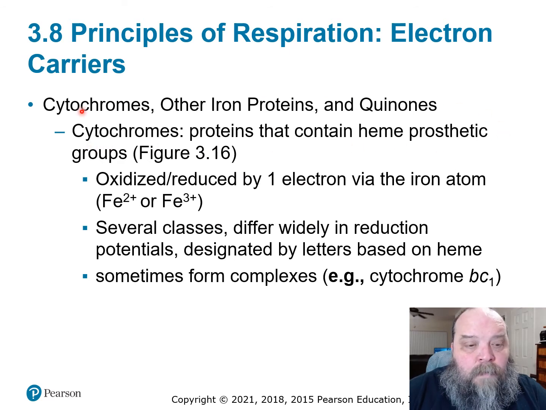The cytochromes are nothing more than proteins that have a heme, prosthetic group, a heme. That means they can take the electron, bleed off the energy, and then transfer it along. Remember, heme is an iron center. It takes and then passes it along.